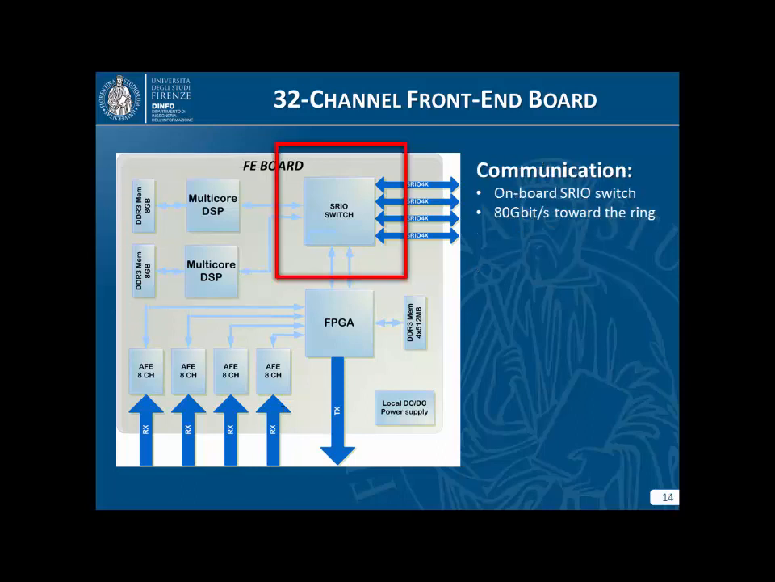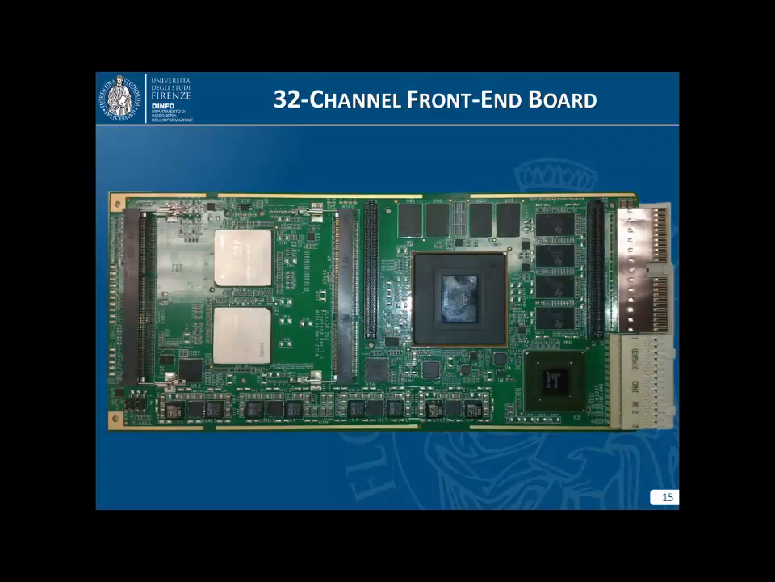Again, the connection. So the system is the same, it's guaranteed by a serial rapid I/O switch. So that's the board. We use the 32-channel front-end board, and we can see here the 2 DSPs with space for memory modules. Each DSP has 4 gigabytes of DDR3 memory. It stays here. This is the beamforming FPGA, the A to D converters, and the serial rapid I/O switch.